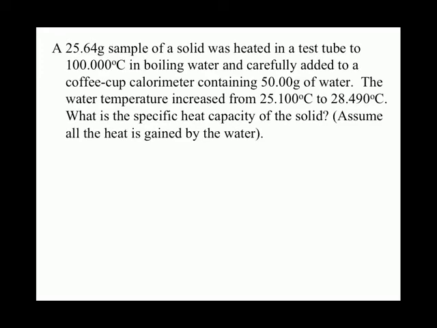Now here's a question very similar. It's a long question, but we just want to copy out the data. So we have the mass of a solid heated to 100 degrees centigrade in boiling water. Carefully add it to the coffee cup calorimeter that has 50 grams of water in it. The water temperature goes up from 25.1 C to 28.49 C. What's the specific heat capacity of the solid? And this is the same kind of question as I just solved for you. So I want you to stop the video at this point and see if you can solve this. And then come on back and check the solution.